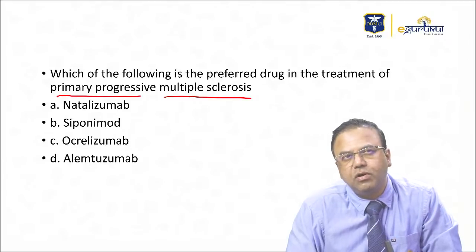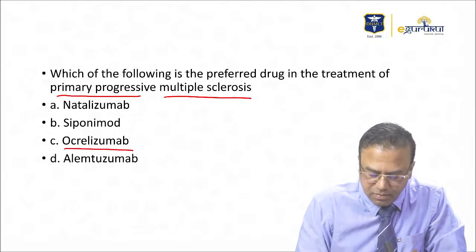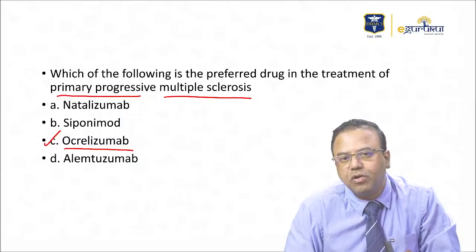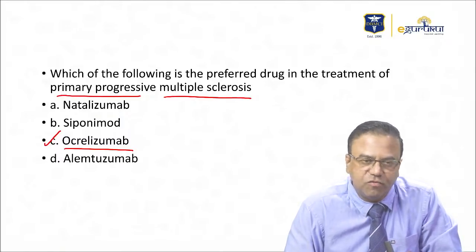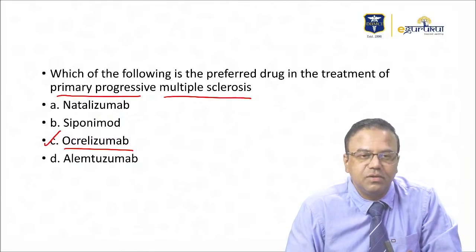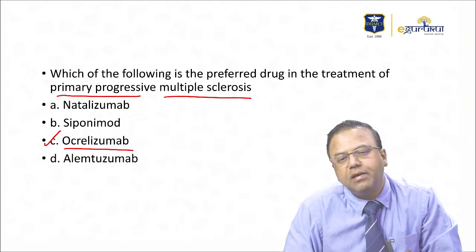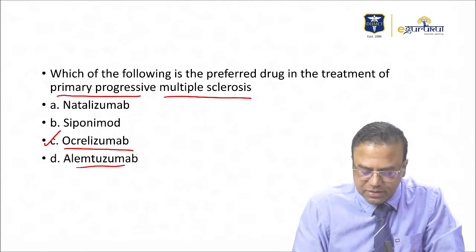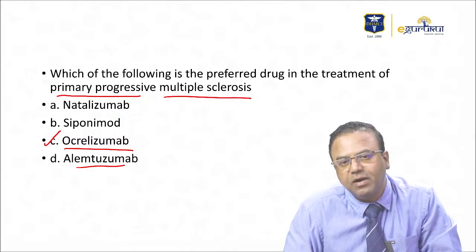And about a few years back, it was a breakthrough where they found this drug, ocrelizumab, which is anti-CD20, having efficacy in primary progressive multiple sclerosis. It's been almost 4 years now that this breakthrough has happened, and from the past 4 years, we have been emphasizing in the class, this will come, this will come. Finally, they asked now, ultimately. This is the main drug that is now approved in the management of patients with primary progressive multiple sclerosis. Alemtuzumab is basically anti-CD52. Natalizumab, as you know, is a very effective drug in relapsing remitting multiple sclerosis.